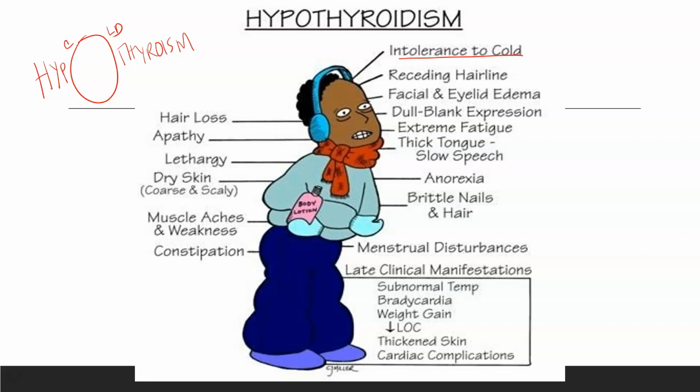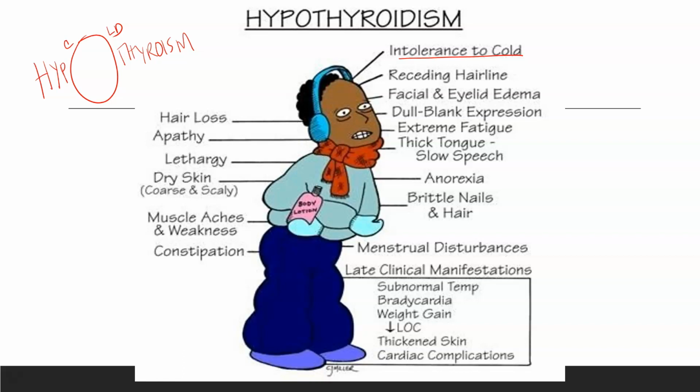We also have your thick tongue or slow speech. For that matter, anorexia, there's less of your appetite to eat. And then, there's just not much energy to actually eat. You have your brittle nails and hair, again, as a result of that slow metabolic rate. Again, there's your hair loss, there's your apathy, blank face, dull expression. There's lethargy as a consequence of that slow metabolic rate. Dry skin, aside from having your brittle nails and your hair. There's muscle weakness, muscle aches. And there's also constipation as a result of that slowing down of your peristalsis. Again, secondary to that slow metabolic rate that's happening in your GI tract. Menstrual disturbances will also be associated here.